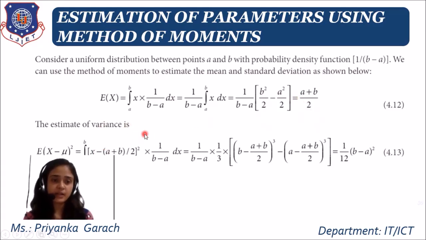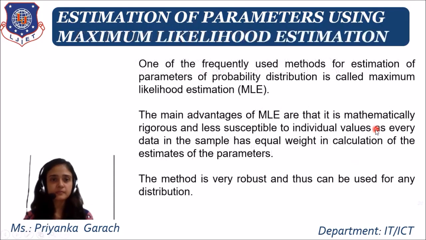Similarly, if you want to estimate the variance, then just write E of x minus mu the whole square, and you will get the final result as 1 upon 12 b minus a the whole square.